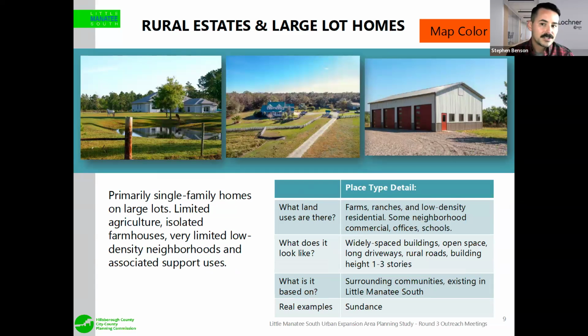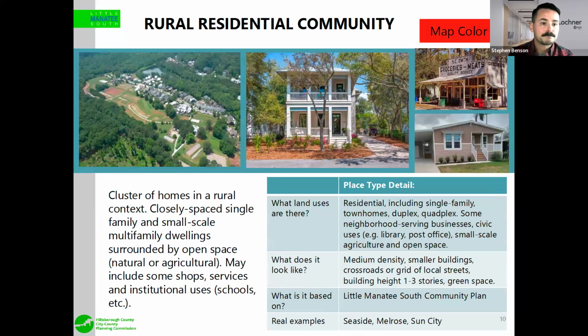The rural estates and large lot homes are also shown in orange, and that's again because these are areas that are currently in existence today. We are not recommending these areas change that fall below that orange designation.